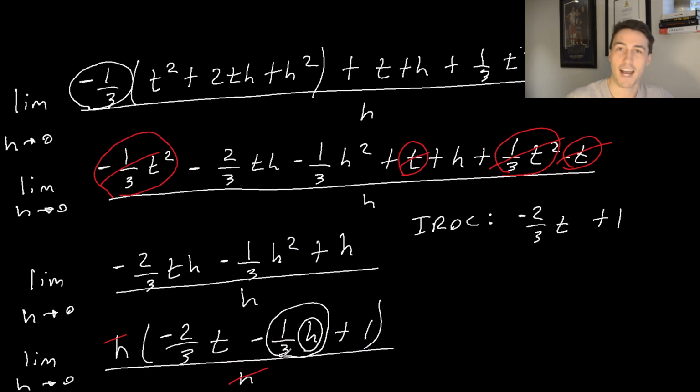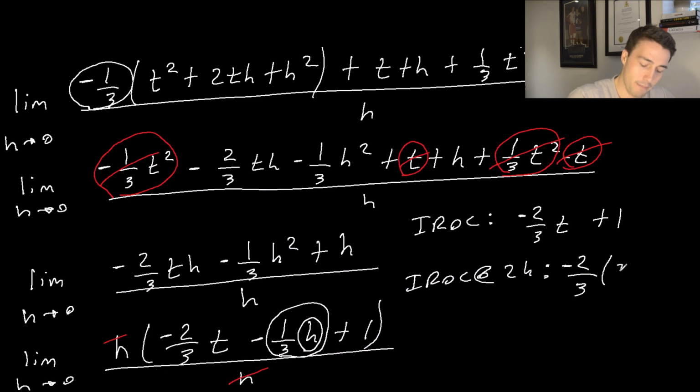And now they're saying IROC, or the instantaneous rate of change, at 2 hours. So if I do now at 2 hours, well, this is going to be negative 2 over 3 multiplied by 2 plus 1. So this is going to be negative 4 over 3 plus 1. We're going to get negative 1 over 3.